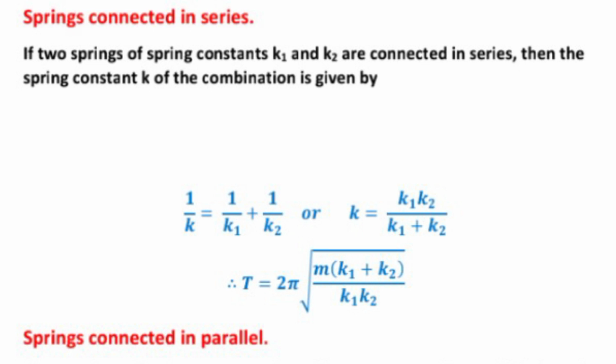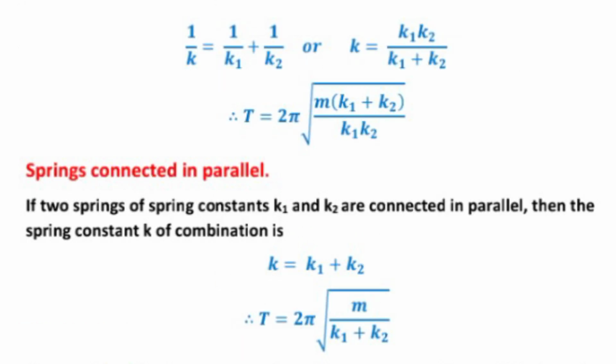If two springs of spring constant K1 and K2 are connected in series, then the spring constant K of the combination is given by 1/K = 1/K1 + 1/K2. Then T = 2π√(m(K1 + K2)/(K1 K2)).